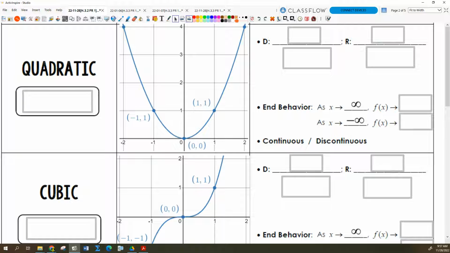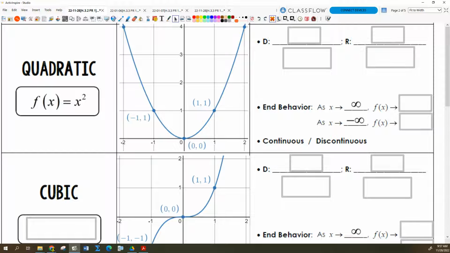Okay, next one, quadratic. Well, there's what a quadratic function looks like. Okay, this is parabolic. It looks like an infinite U kind of, right? So the vertex, again, is at 0, 0, and it goes through the points over 1, up 1, so the point 1, 1, and it goes back 1 and up 1, so it goes through the point negative 1, 1.